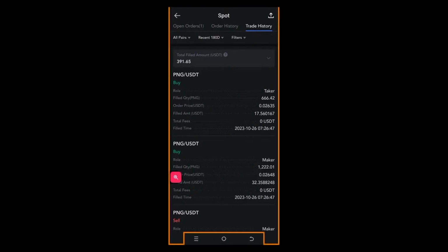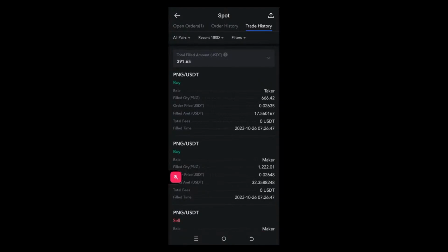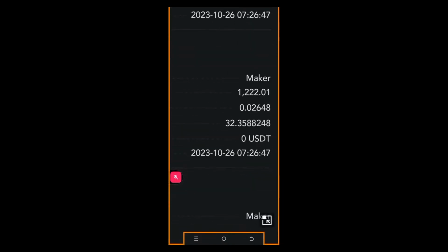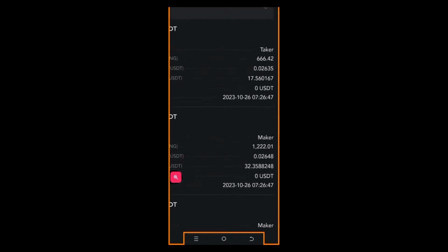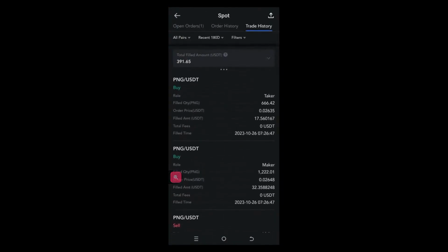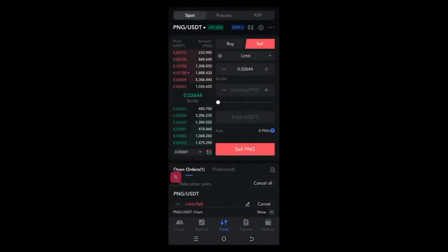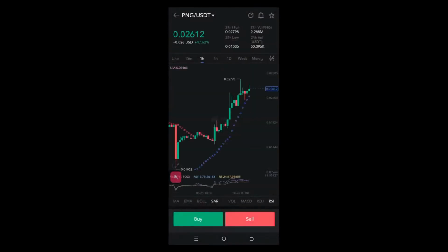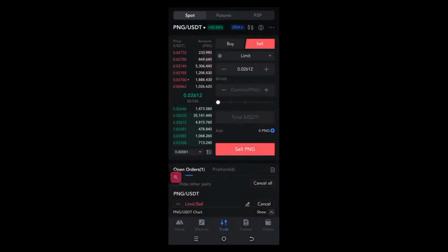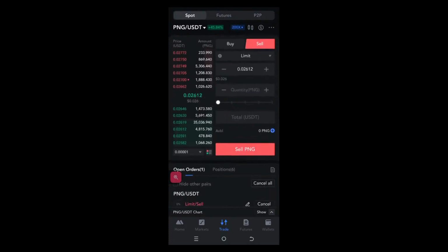Let me check how much we bought it at. 2635. Is that how much we bought this other one? 2648. Okay, 2648, 2635. Let's see how it goes. Well, it's going up. I think it's going back up. It's just flipping and flopping. It will go up, right? So we put it at 2.7, and we'll wait and see.